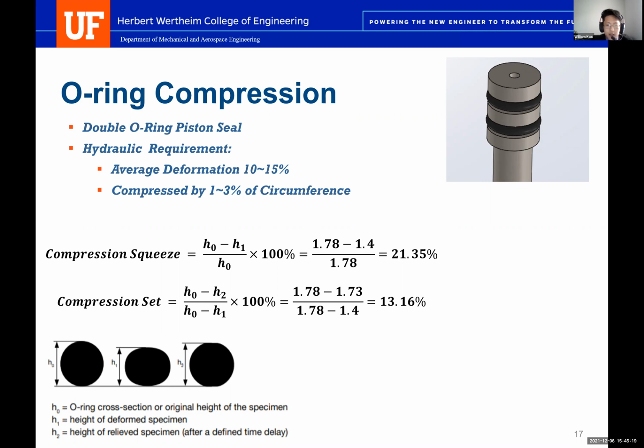And the compression set indicates the amount of permanent deformation of the O-rings. So you don't want a lot of permanent deformation of the O-rings as you need them to consistently have a good seal to last a 10-year lifetime. So as you can see here, it has a 13.16%, which is quite good. Next slide.